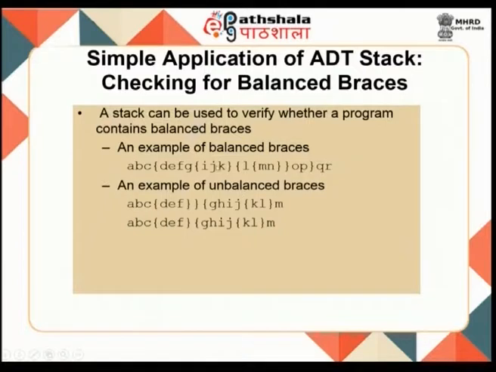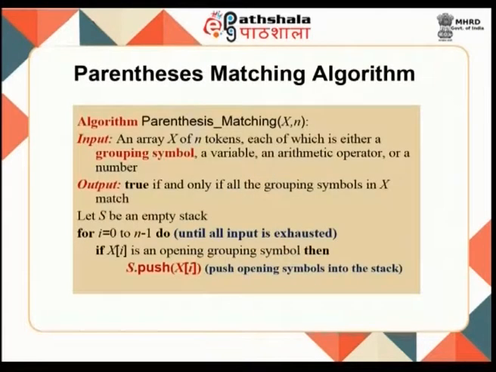So, here we are looking at an example of a balanced one, where this corresponds to this, and then this corresponds to this, and so on. And here you are using only one type of bracket. So, this is an example of unbalanced, you can check it out later. Now, let us look at the algorithm. How does this parenthesis matching algorithm work?